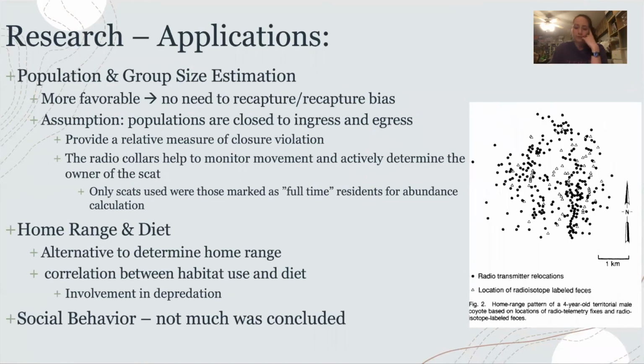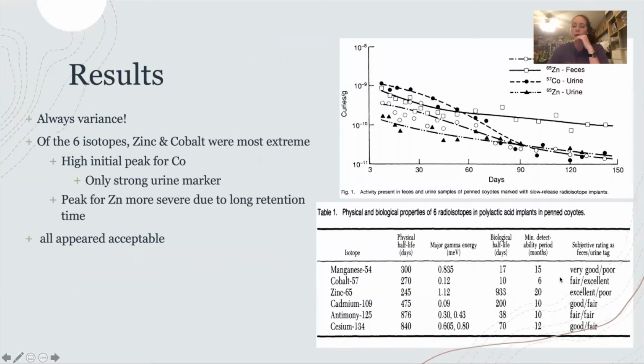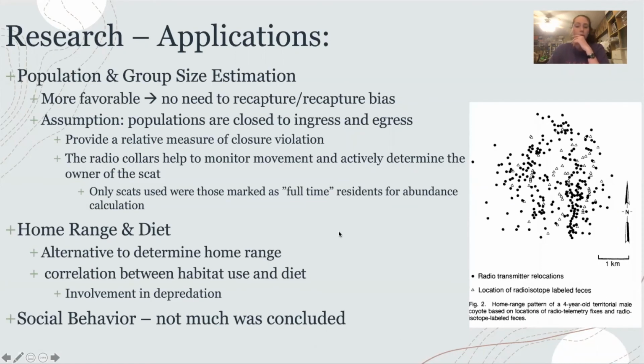Research applications. The population and group size estimation is more favorable, there's no need to recapture, and that eliminates recapture bias. The assumption is populations are closed to ingress and egress. However, this is false, but it can provide a relative measure of closure violation. And as seen here, this is the initial home range, and the radio collars help to monitor movement and actively determine the owner of the scat. Only scats used were those marked as full-time residents for abundance calculation. And as you can see back here in this graph, all of them were marked as acceptable, with zinc being the best.